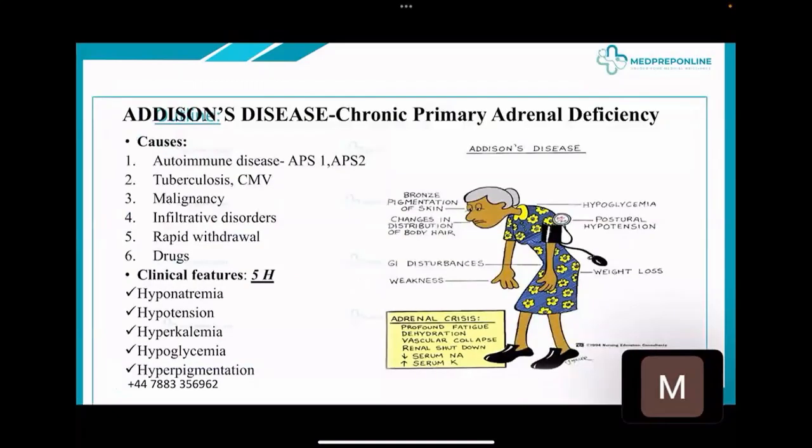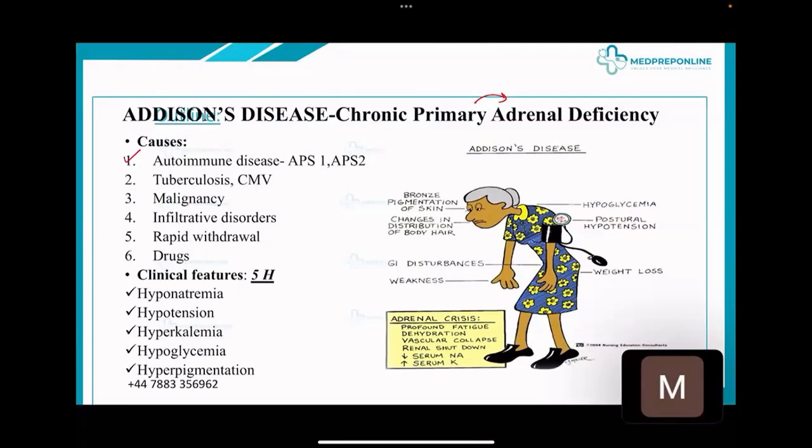Now, Addison's disease. Addison's disease is exactly the reverse of Cushing's disease. So, Addison's disease is a chronic primary adrenal deficiency. What you mean by primary is the basic defect here lies in the adrenal glands. Whenever you memorize any condition, there are always certain causes which are common throughout. So, we know it's either trauma or tumor, or there is infection or drugs. The same goes for Addison's disease. Most common cause here would be autoimmune diseases.